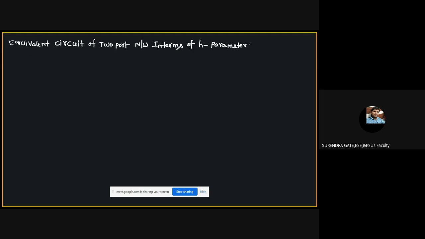This is also important from a competitive point of view. What is the equivalent circuit of a two-port network in terms of H parameters?